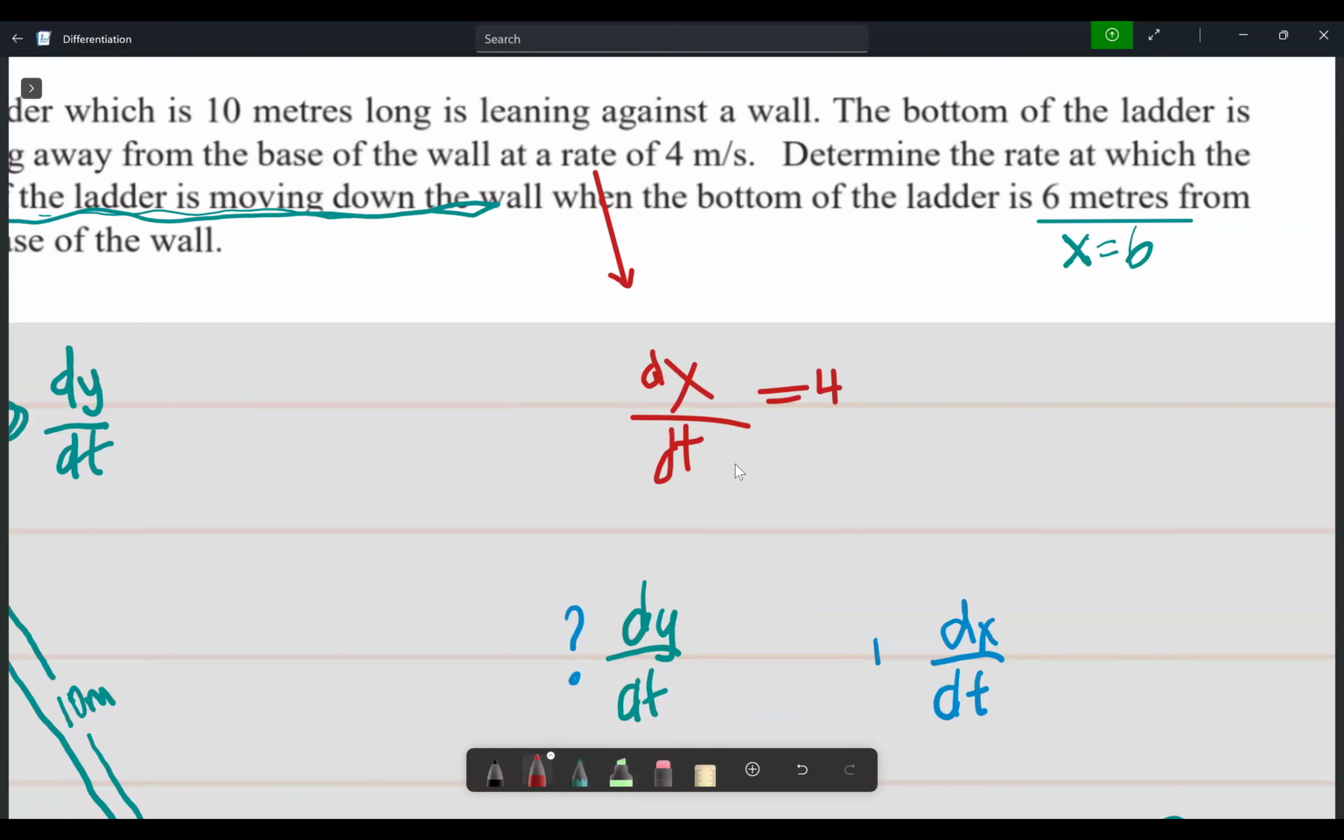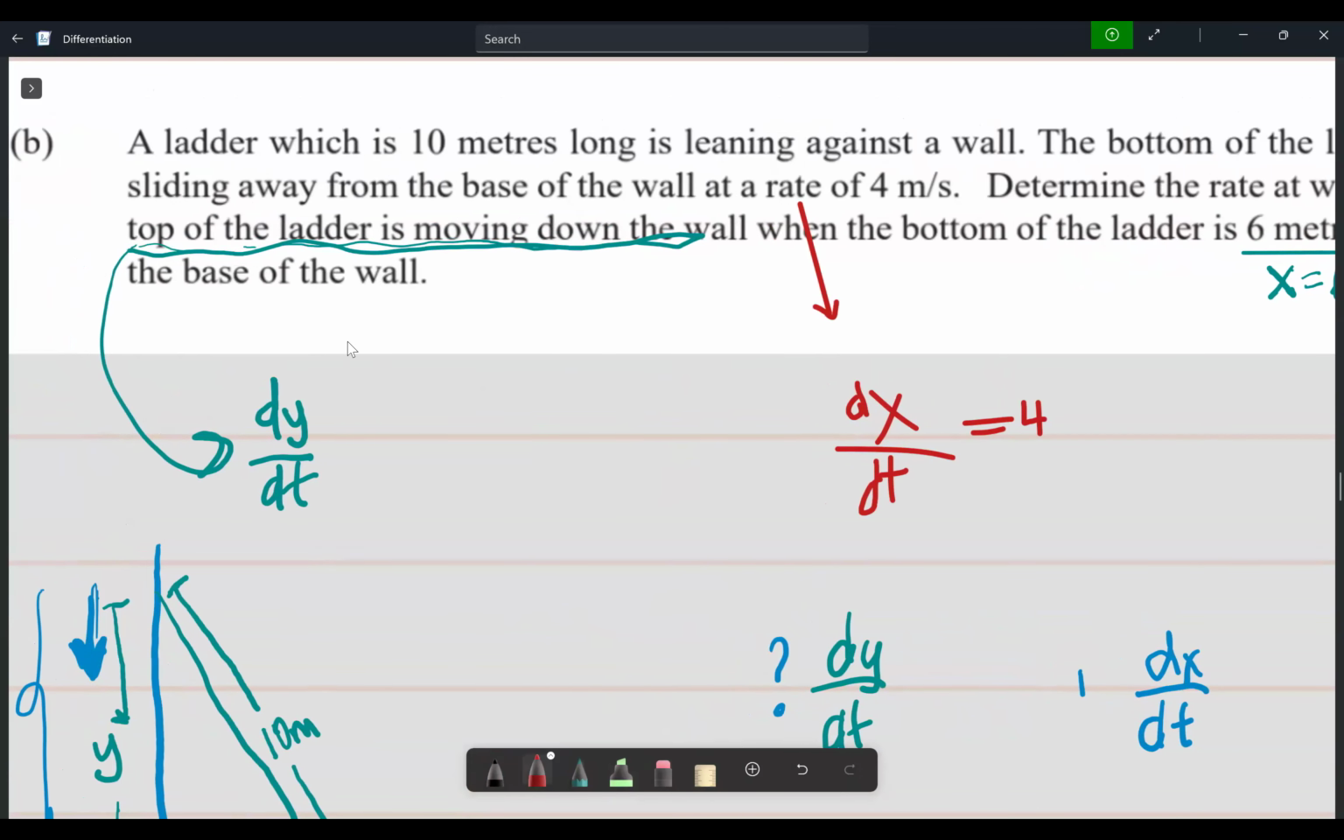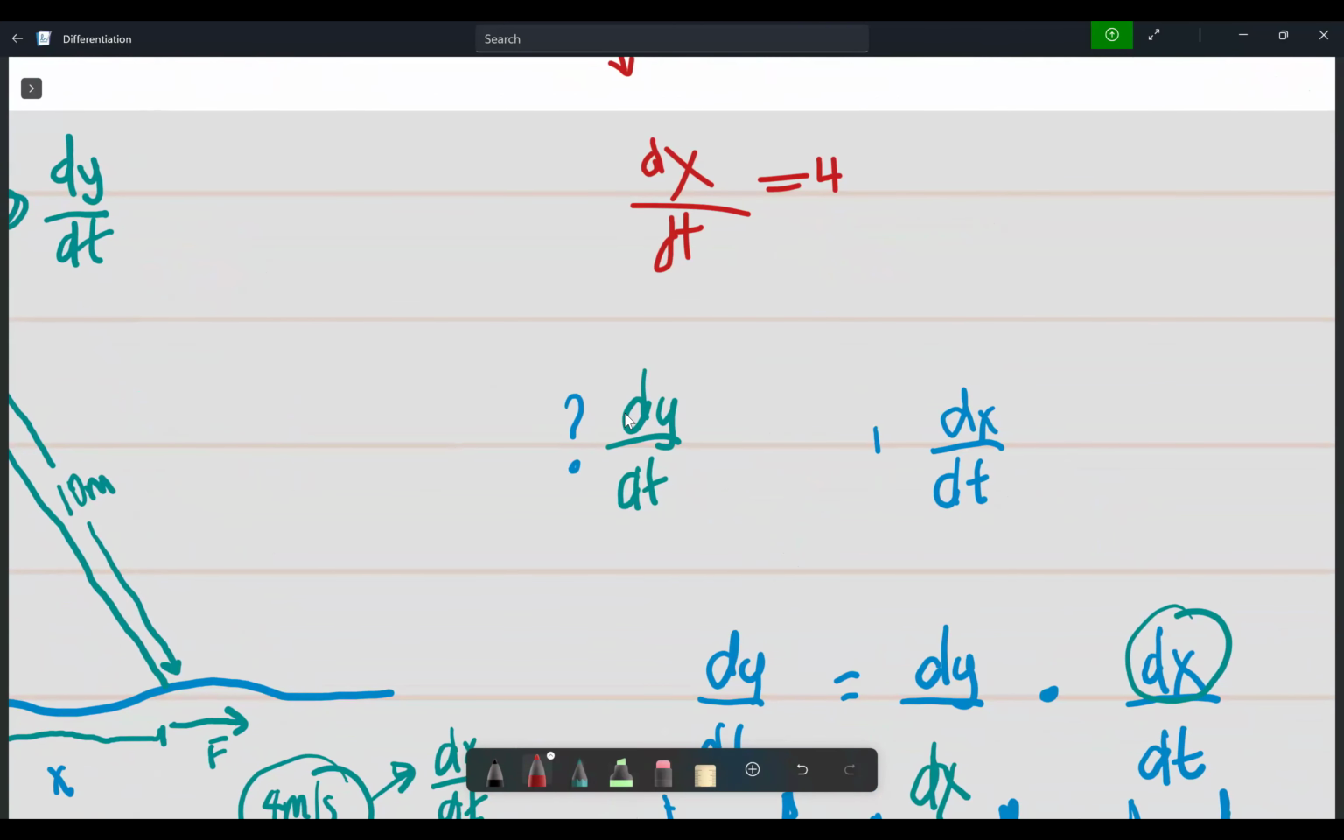Now, it says they want to find out the top of the ladder. That's dy over dt. We do not know dy over dt. That's what we want to find. So dy over dt, dx over dt.